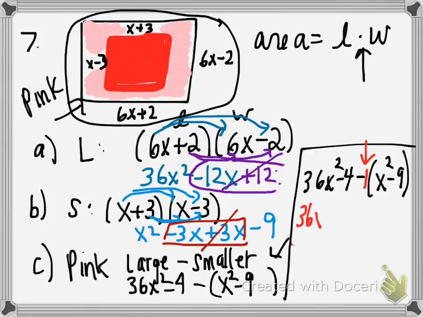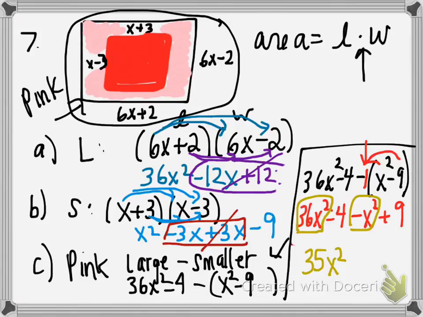So it's 36x squared minus 4. Distributing a negative 1 to both terms just changes both signs. So negative 1 times x squared is negative x squared. Negative 1 times negative 9 is positive 9. So from here we're just combining like terms. 36x squared minus x squared would be 35x squared. And then lastly, I've got negative 4 plus 9, so that would be positive 5. So this would represent the area of the pink shaded portion.